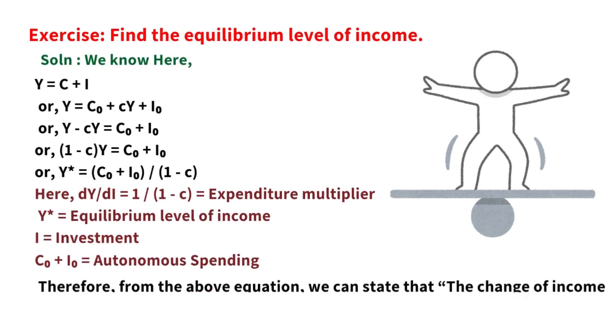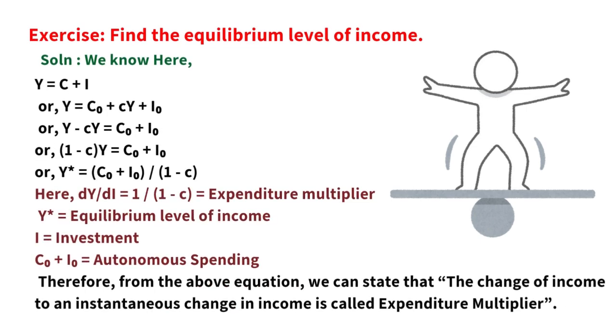Exercise, find the equilibrium level of income. At first we know income y equals C plus I. Then next line, y equals capital C naught plus small c y plus I naught. Then at last we can write y star equals C naught plus I naught divided by 1 minus c. Here dy by dI equals 1 by 1 minus c, that means expenditure multiplier. Y star means equilibrium level of income, I means investment, C naught plus I naught equals autonomous spending.